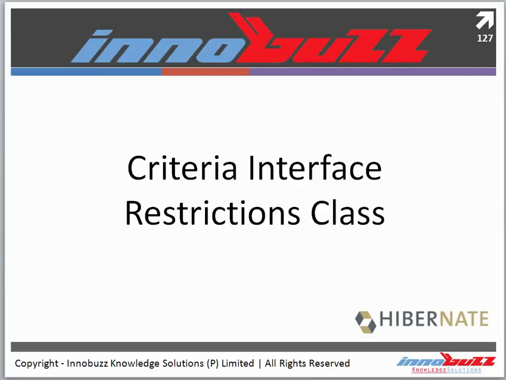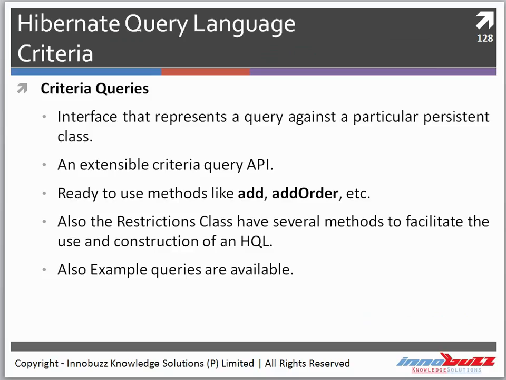Criteria interface and Restrictions class. Hibernate features an intuitive, extensible criteria query API. The Criteria interface represents a query against a particular persistent class. You have ready-to-use methods like addOrder, and more. This will facilitate the construction of an SQL.